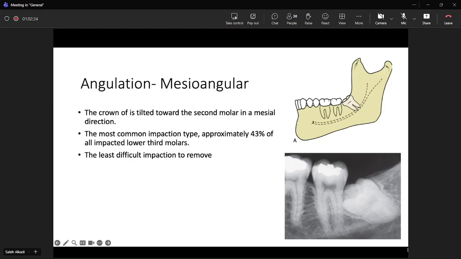At the end of the lecture, maybe I disagree with this, because based on my experience and other colleagues' experience, the difficulty order based on this classification mentioned in the textbooks may not be the right order. However, we have to refer to the textbooks because they are our reference for this course. So it is the least difficult impaction to remove.